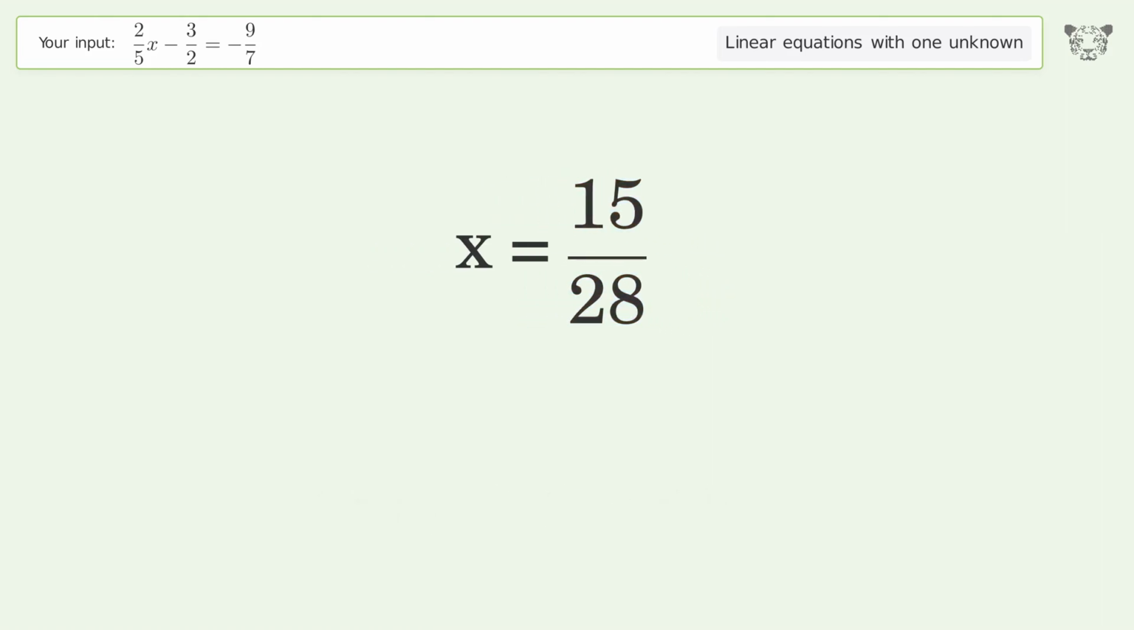And so the final result is x equals 15/28.